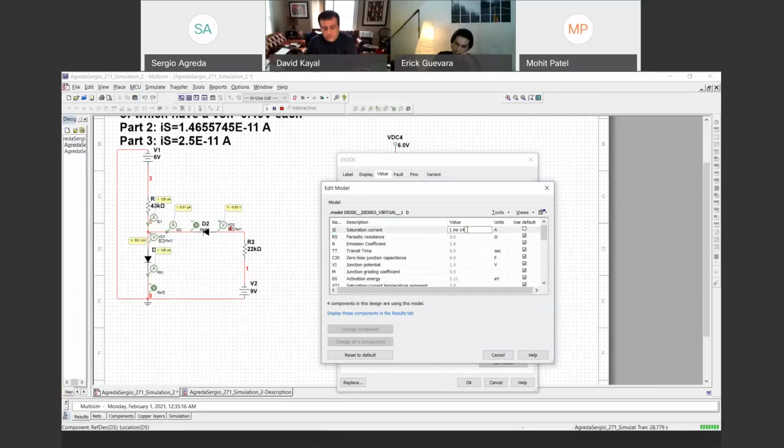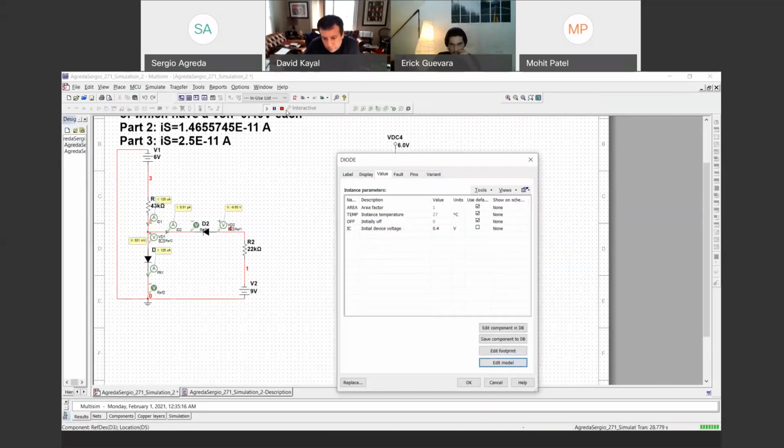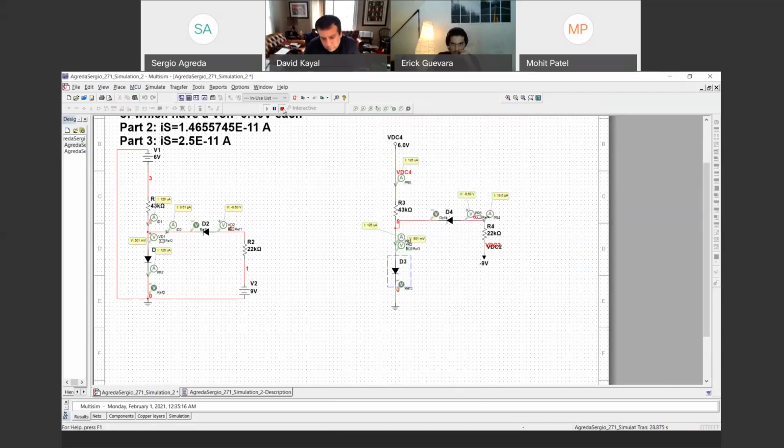So we're going to put 1.46557. That's pretty good. We're fine. So we choose that, and then change all 4 components, because that means all the virtual diodes will be affected with this value. So let's just do that. Simulation is running, but that doesn't matter. We'll just end it, and then we'll choose to run this simulation again. Now all the diodes have this chosen saturation current, and we will now just run it again.